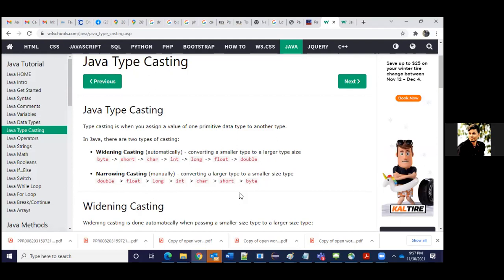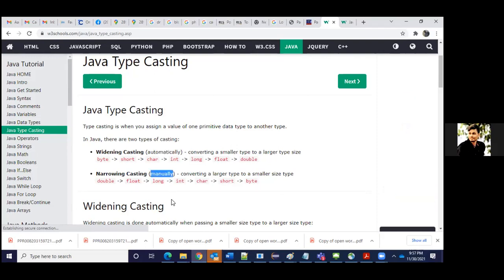Now, the point here is there are another two words: automatic, automatically, and manual, manually. What do you mean by that?